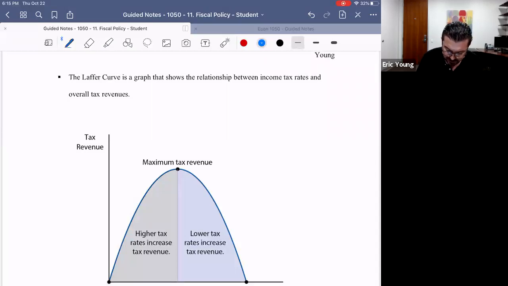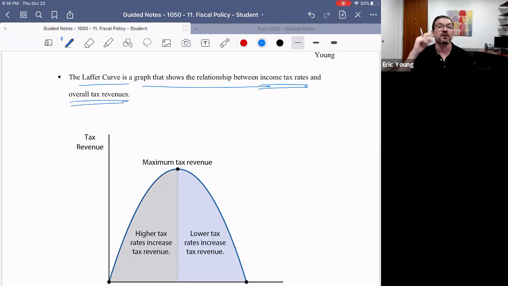One of the models that they use in supply side theory is what's called the Laffer curve. The Laffer curve is basically a graph that shows the relationship between, number one, income tax rates, and number two, the overall tax that the government will collect. So again, the Laffer curve is asking, at different marginal tax rates, how much tax revenue will the government actually bring in?